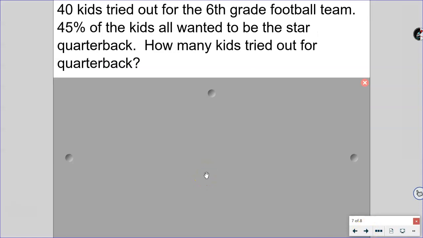40 kids tried out for the 6th grade football team. 45% of the kids all wanted to be the star quarterback. How many kids tried out for quarterback? So go ahead, pause it, give it a shot, see what you can do.